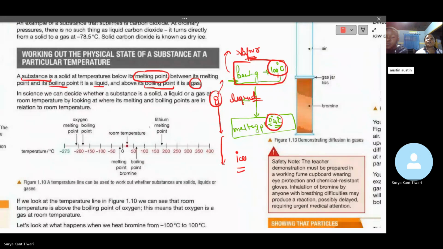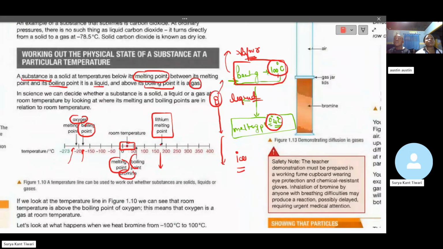You know lithium's melting point. Lithium melts at 150 degrees Celsius. This is our room temperature. This is the boiling point of water, and this is the boiling point of bromine, the melting point of bromine. This is the boiling point of oxygen, and this is the melting point of oxygen.